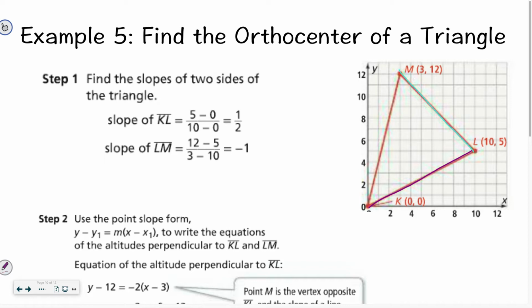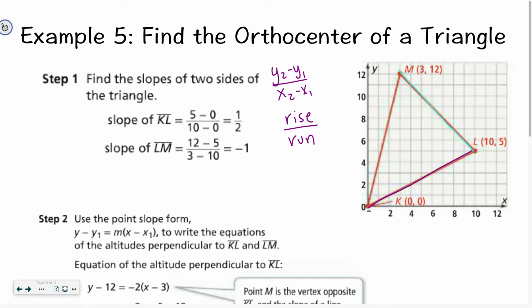So remember, slope is y2 minus y1 over x2 minus x1. Or you can count, it's your rise over run. Remember, if you're going down, it's negative. If you're going left, it's negative. If you're going up, it's positive. If you're going right, it's positive.